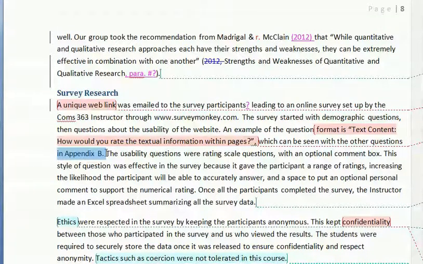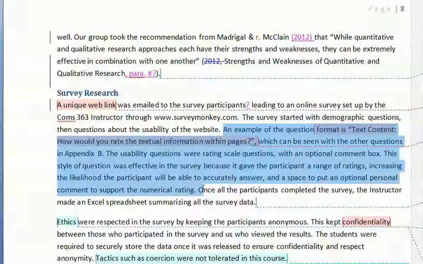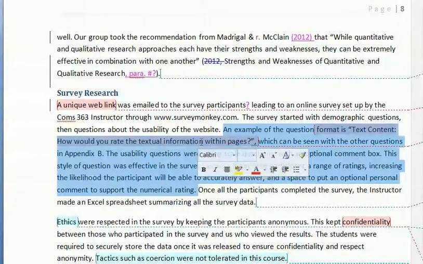So the reference to the appendix interrupts the description. You should finish your description first and then refer people to the appendix for more. We have the question stem, and then we have scales and a comment box, and then we have a rationale about why that's helpful. So it does include some important things, but it doesn't give enough of a sense of how the usability questions were structured.